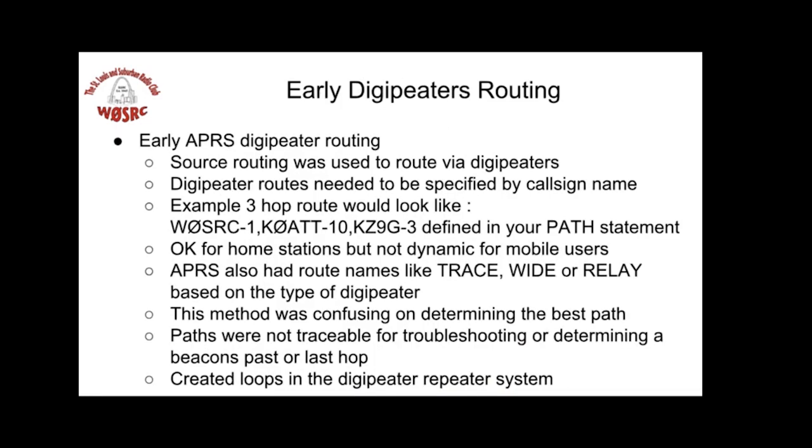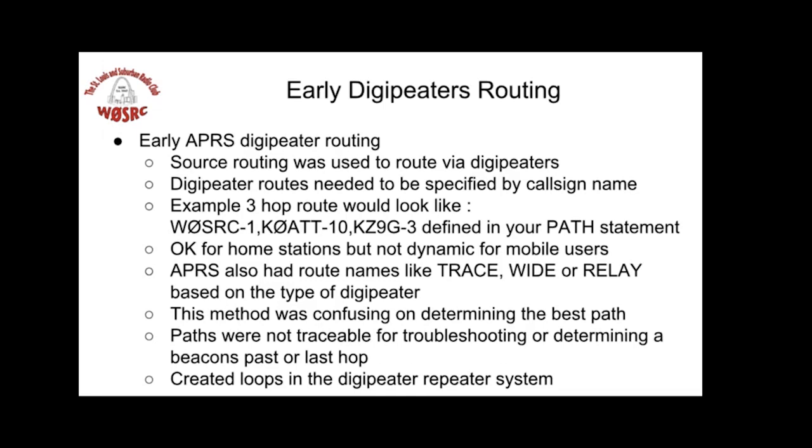So let's get into the routing. Whenever they created APRS, they had some routing issues. It's not like when you go to Google and it magically appears. They had a bunch of loops and some issues with routing. So in early Digipeater routing, source routing was used to route to Digipeaters. So I had to know my source. I needed to know where my local Digipeater was to send my packet out.